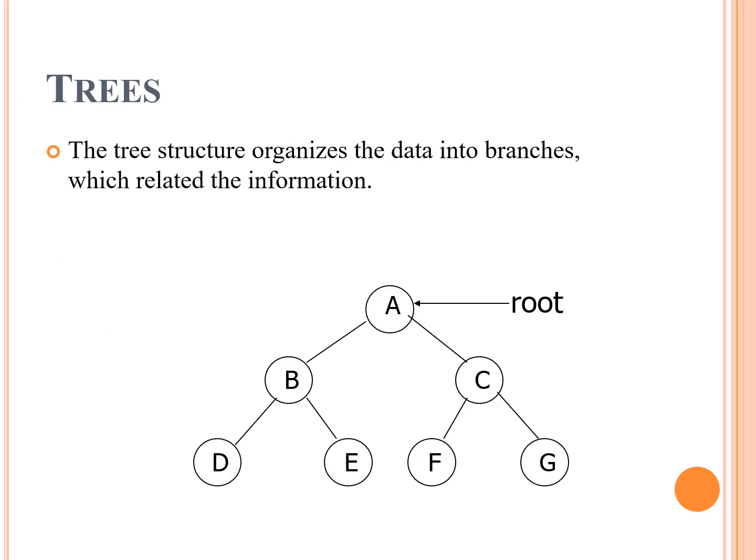The tree structure organizes the data into branches which relate the information. For example, A is the root, B and C are known as the children of the A node, D and E are known as the children of the B node, and F and G are known as the children of the C node. D, E, F, G don't contain any child, so they are known as leaf nodes.